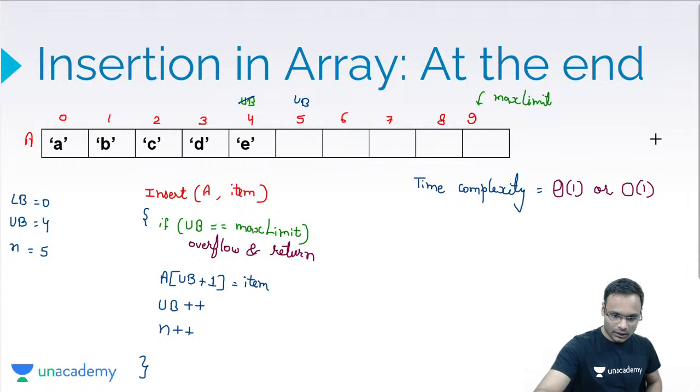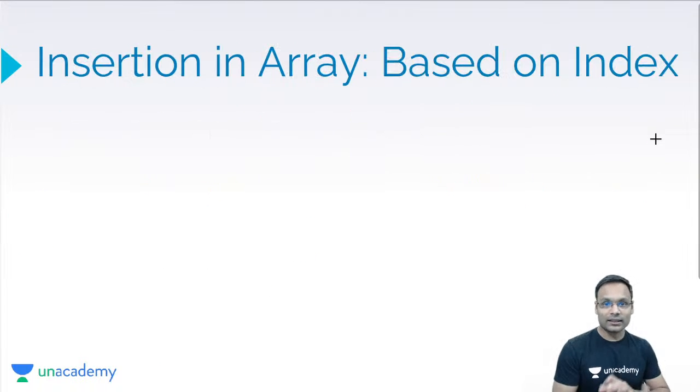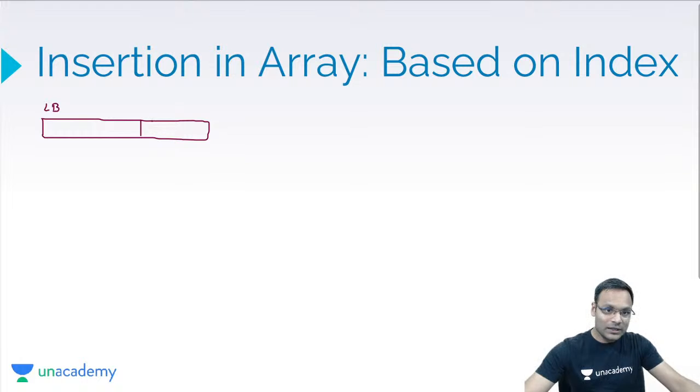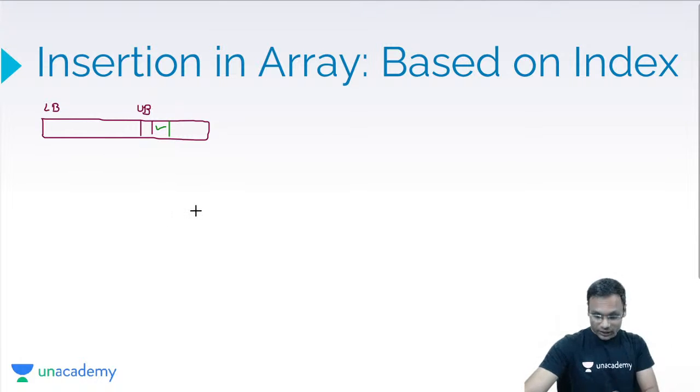Let's move ahead. Look at another thing. Now insertion in the array based on index. If we are inserting an element in the array based on index, which index can I provide for insertion? Suppose this is the array starting from lower bound, and the last element is present at upper bound. Can I insert another element at upper bound plus 1? Yes, I can. Can I insert the element here directly without filling this position? No.